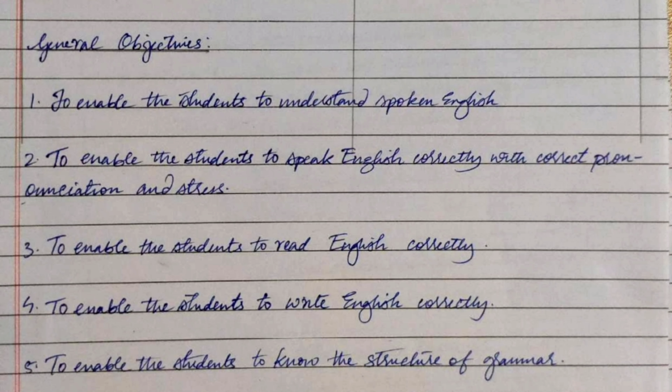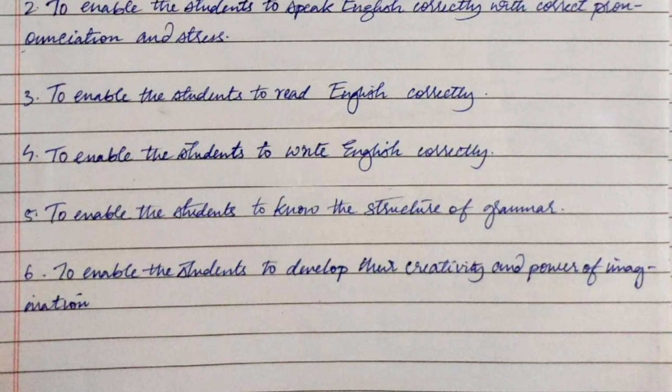Next we come to the general objectives, and I'm going to read the ones that I have here in case you don't understand my handwriting. The first one is to enable the students to understand spoken English. Second, to enable the students to speak English correctly with correct pronunciation and stress. Third, to enable the students to read English correctly. Fourth, to enable the students to write English correctly. Fifth, to enable the students to know the structure of grammar. Sixth, to enable the students to develop their creativity and power of imagination.